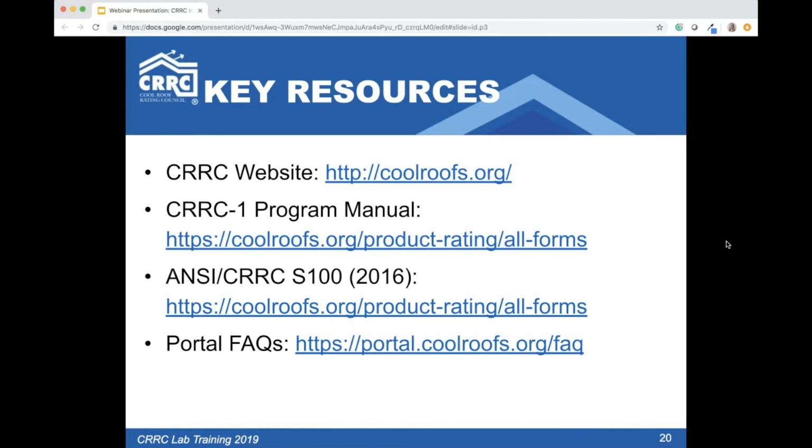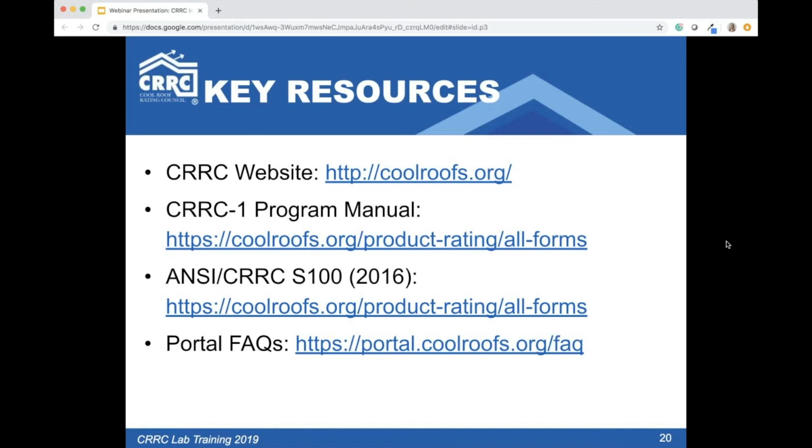So the last thing I want to mention here on the introduction is just that there's a few key resources that you're always going to go back to when you're working with the CRRC. The first, of course, is our website, coolroofs.org. The second is our CRRC-1 Product Rating Program Manual, as I've referenced a couple times here. And both this document and the ANSI CRRC S100 are housed on our All Forms page of our website. I have a link here.